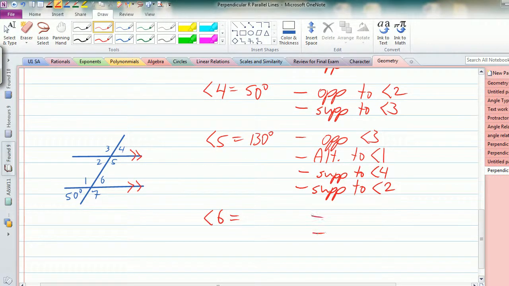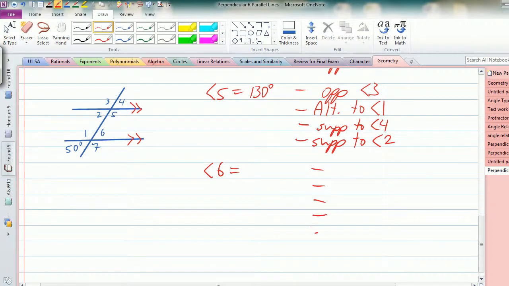I want you to tell me 5 things. Go for it. Okay, so what's the value? 50 degrees. What are some reasons? Ryan, you had one. It's alternate. Good. Alternate to angle 2, so it's a Z angle.